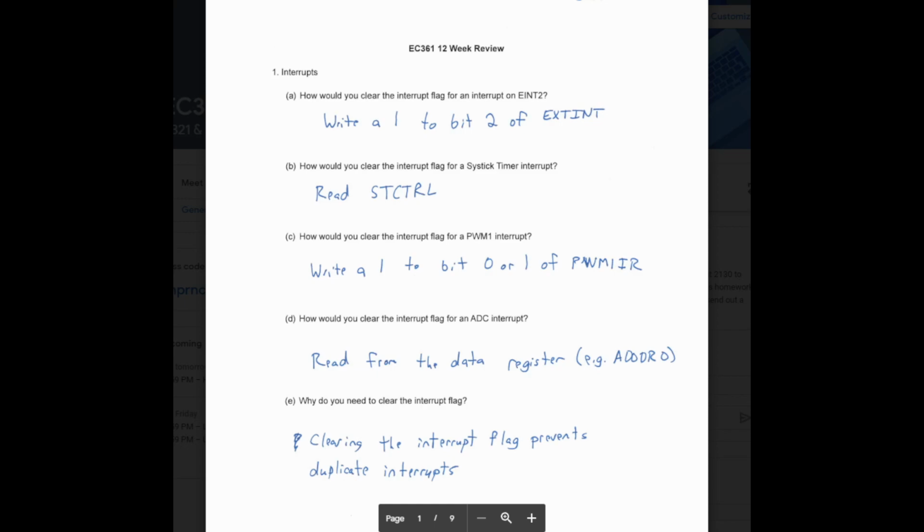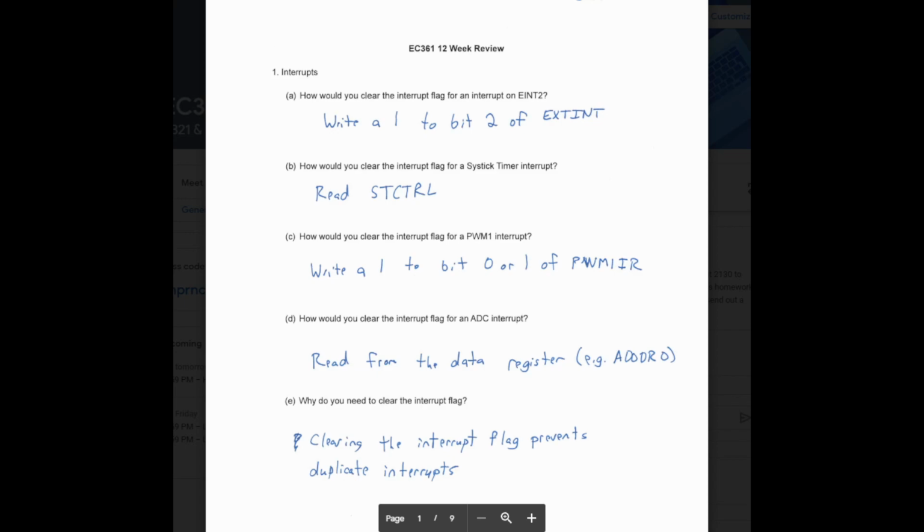How would you clear the interrupt flag for the PWM1 interrupt? This is roughly the same as external interrupts. We write a 1 to the bit for which interrupt we're working with. So if it's MR0, the period timer, we write a 1 to bit 0. If it's MR1, we write a 1 to bit 1. And that's, again, just defined in the manual. We can look those up.